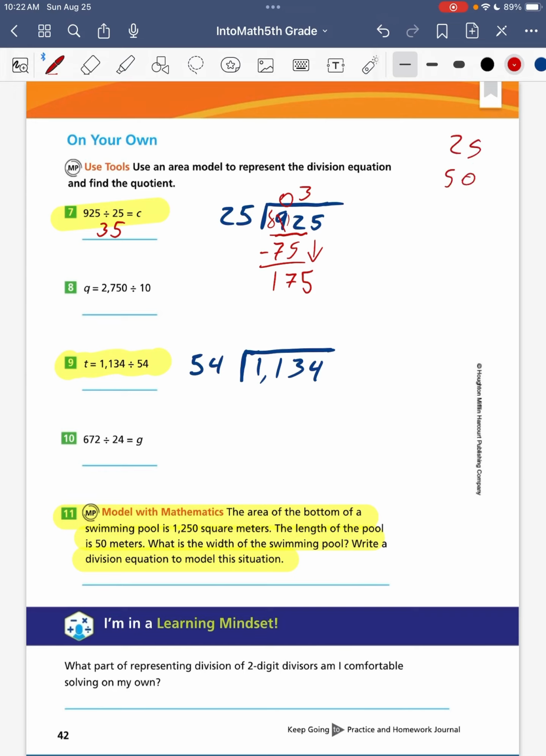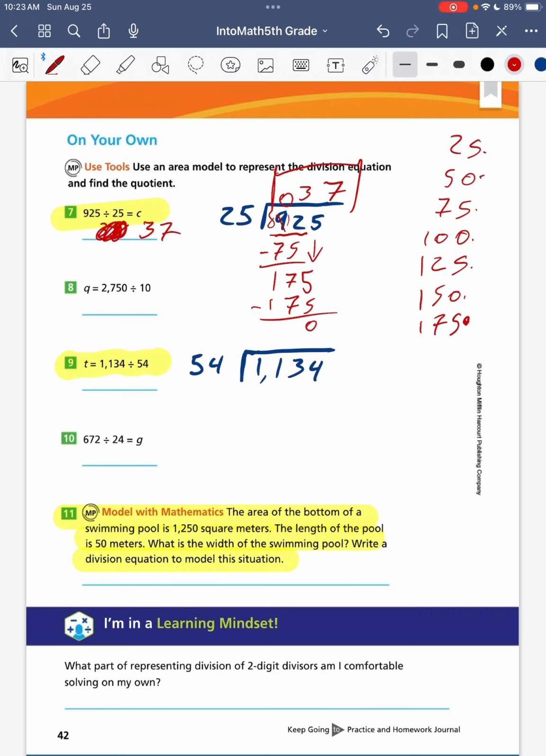Well, if I have my multiples of 25 that I wrote out over on the side, I count that it is the first, second, third, fourth, fifth, sixth, seventh multiple of 25. So, whether I'm doing the area model or the division model, I know that my math shows me that 37 is our answer. All right, moving on now.